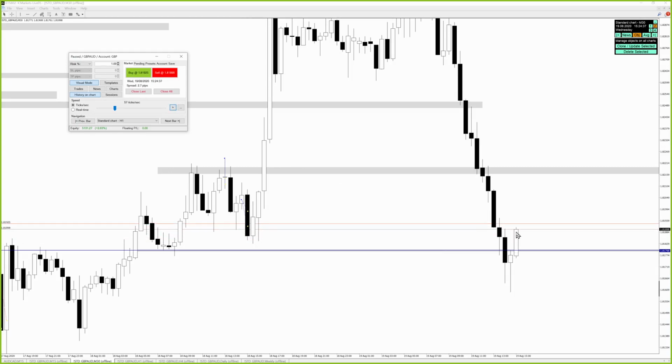Oh, look at that. See that? Now this 30-minute candle is still open at this point, right? Look, still got 6 minutes left to go.